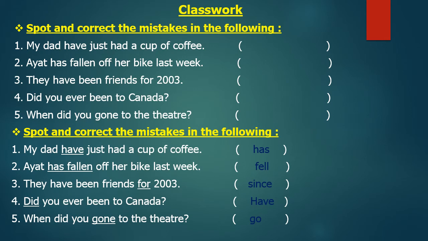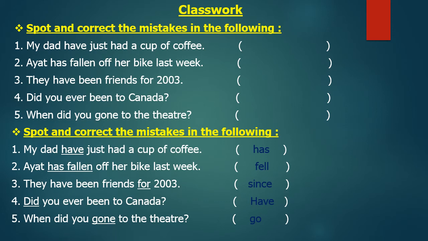Number 3, they have been friends for 2003. Here I can't use the word for plus a specific year. So I have to underline the word for and write since. Number 4, did you ever been to Canada? Here we have the past participle. Of course, I have to use have or has plus past participle. To ask this question in a correct way, I have to underline the word did and write have.